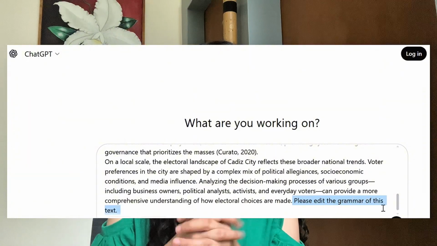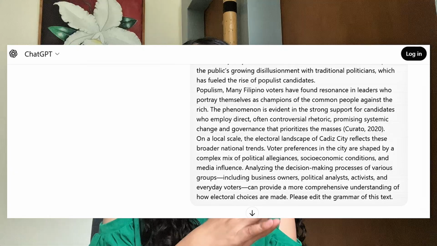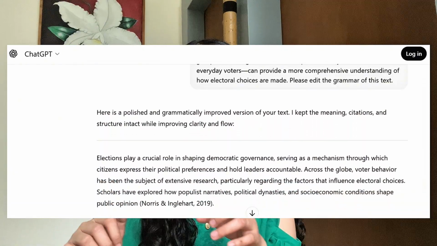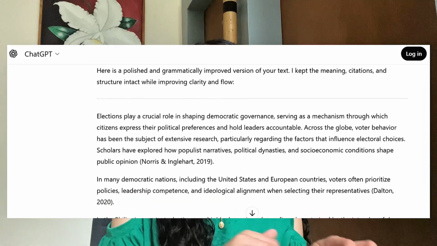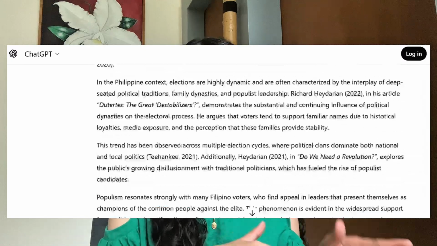misuse of words. Now, if you don't want AI to over-edit your work, all you can do is just put it in your prompt. What I usually write is, please edit the grammar of this text. Do not change the words or the structure of the sentences.